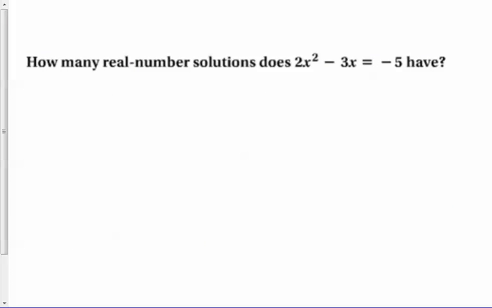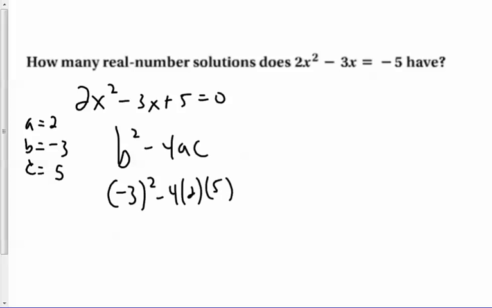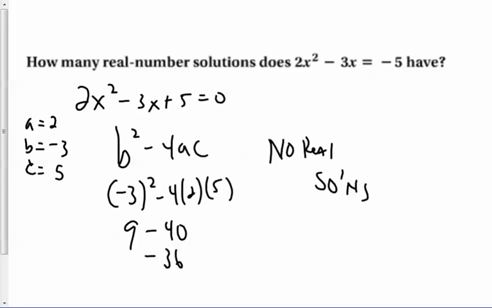Here's an example. How many real solutions does this have? Well, it does not equal 0 yet, so I'm going to bring that over. So 2x squared minus 3x plus 5 equals 0. I'm going to label my a, my b, and my c. So that's 2, negative 3, and 5. When it asks how many real number solutions, I just have to run b squared minus 4ac. So it's negative 3 squared minus 4 times 2 times 5. That's 9 minus 4 times 5 is 20, and double that's 40. So 9 minus 40 is negative 31. That's a negative number, so we have no real solutions.